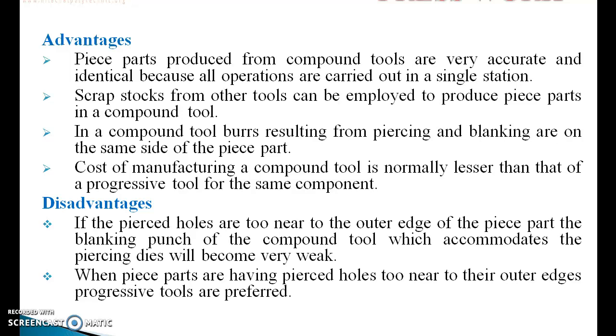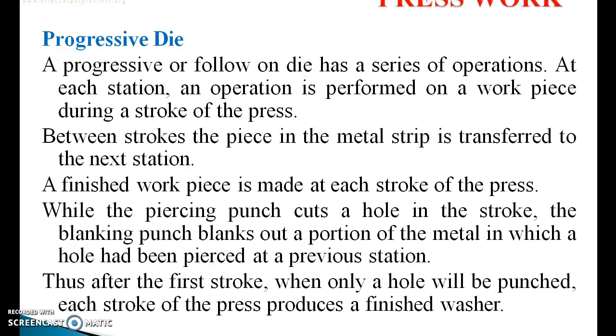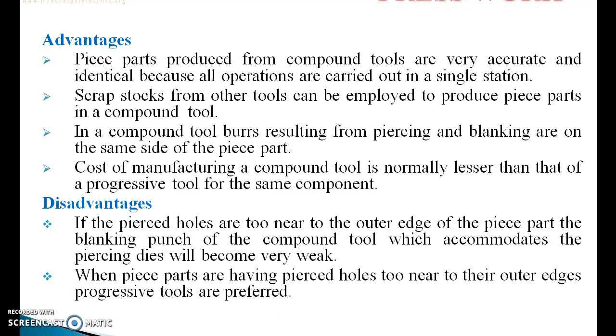Let us discuss some disadvantages. If the pierced holes are too near to the outer edges of the piece part, the blanking punch of the compound tool, which accommodates the piercing die, will become very weak. When piece parts have pierced holes too near to their outer edges, progressive tools are preferred. Let us discuss some more disadvantages.